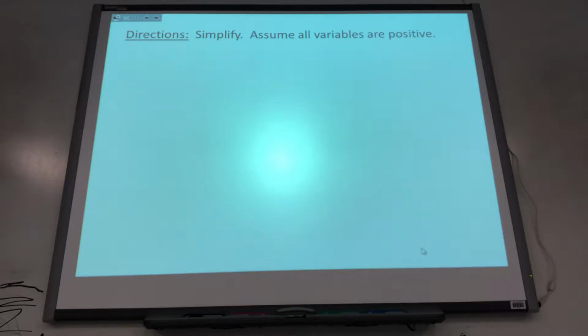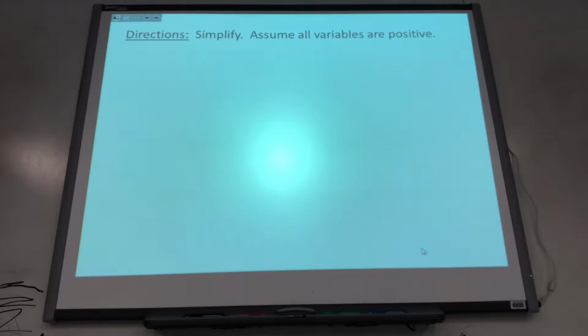But here's something that's kind of nice. Simplify and assume all variables are positive. Assume all variables are positive. That means you don't have to have absolute value bars.